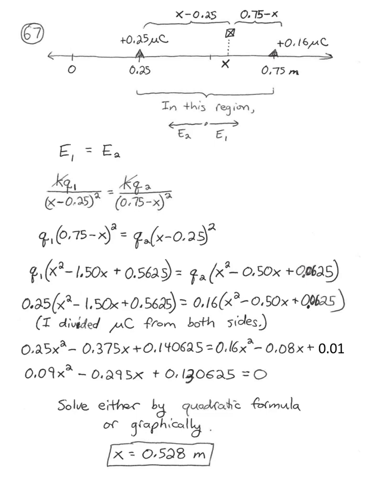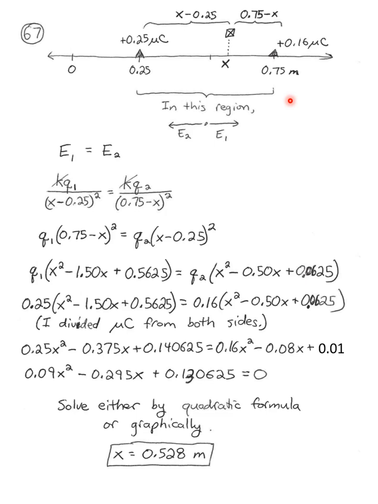Number 67 says 2 point charges lie on the x-axis, 0.25 microcoulombs at 0.25 meters and 0.16 microcoulombs at 0.75 meters. Find the place or places where the electric field is 0. Let's draw the picture first. And we have the first charge at 0.25, the second at 0.75. They're both positive charges. And so where would the electric field be equal to 0?